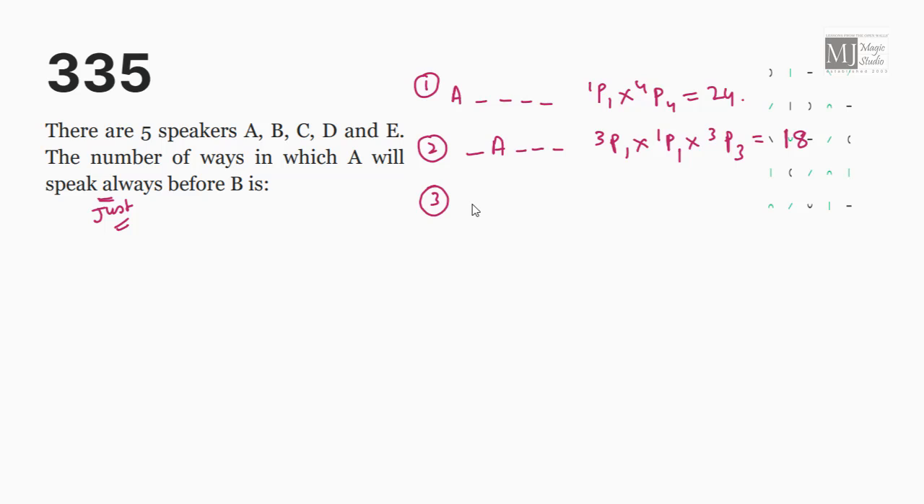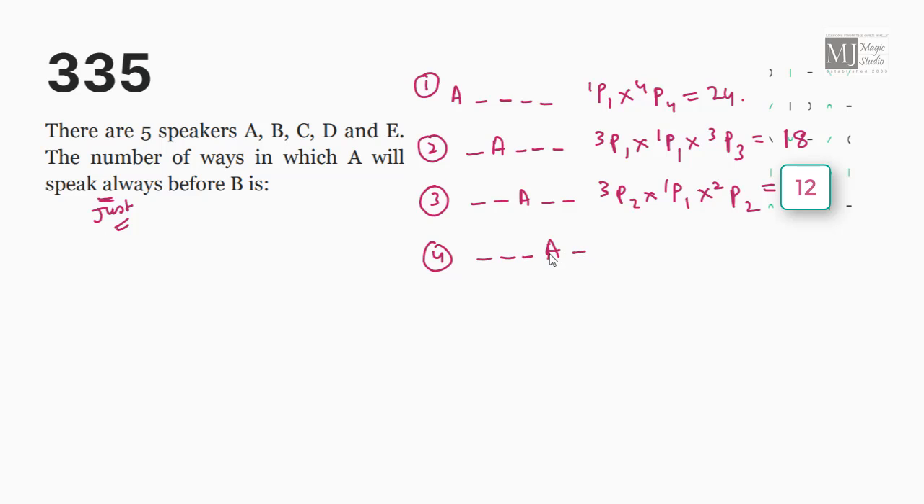Third case, A is speaker number 3. Then from the remaining 3, any 2 would be occupying the first 2 positions in 3P2 ways. A's position is 1P1, then remaining 2 in 2P2 ways. B will always come in these 2 positions only. Fourth case, A would be speaking at the fourth position. So the remaining 3 would be arranged in these 3 places in 3P3 ways, A in 1P1, and now B would be performing in the fifth position in 1P1 ways. 3P3 is factorial 3, that is 6.